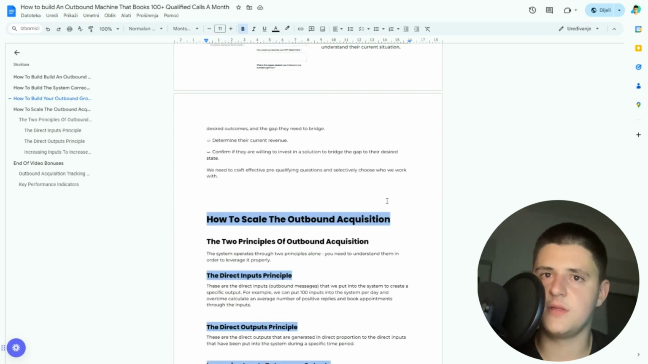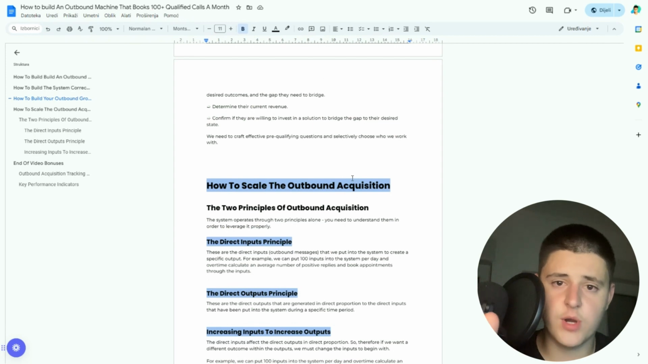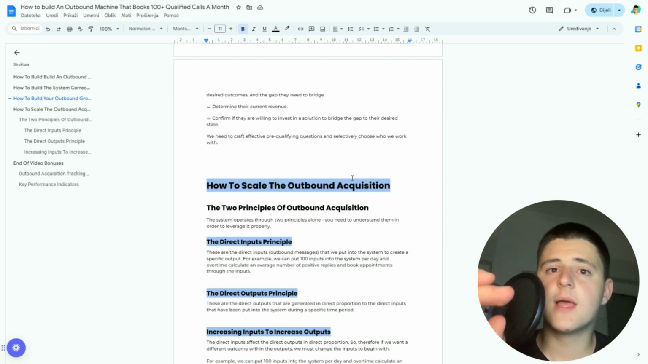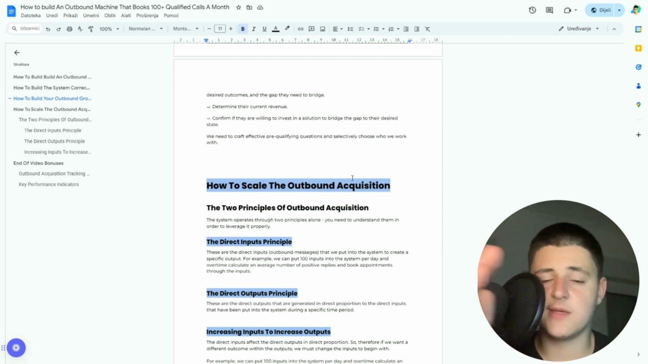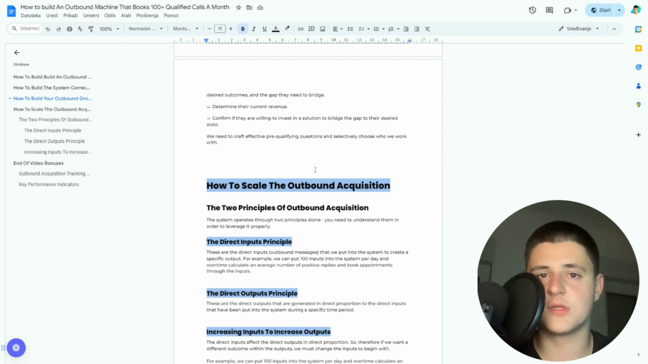How to scale the outbound acquisition? There are two principles of outbound acquisition. The system operates on these two principles alone, and you need to understand them in order to leverage it properly, and we need to dial in these processes. We need to know the rule of direct inputs principle.